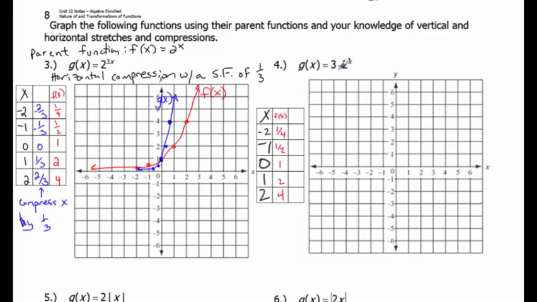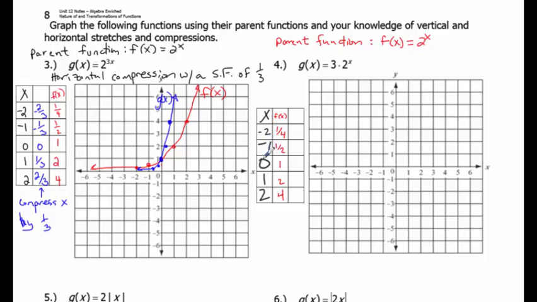So let's look at number 4. We have g of x equals 3 times 2 to the x power. What we need to notice here is, first of all, the parent function has to be 2 to the x. All right, we'll call this f of x equals 2 to the x.